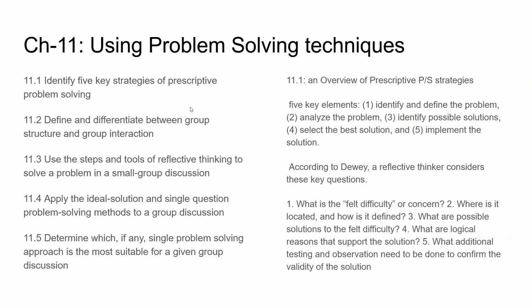So chapter 11, let's talk about using these different techniques that we're learning in terms of problem solving now. 11.1 is we're going to identify the 5 key strategies of prescriptive problem solving. 11.2 will define and differentiate between group structure and group interaction. 11.3 we'll use the steps and tools of reflective thinking to solve a problem in a small group discussion. And 11.4 we'll apply the ideal solution to single question problem solving methods to a group discussion. We'll actually do an example of that. And 11.5 will determine which, if any, single problem solving approach is the most suitable for any given group discussion.